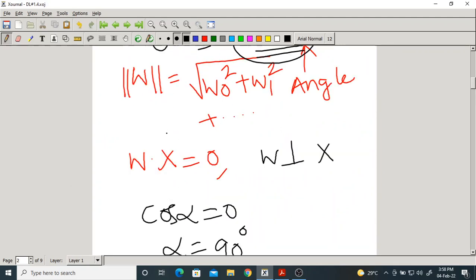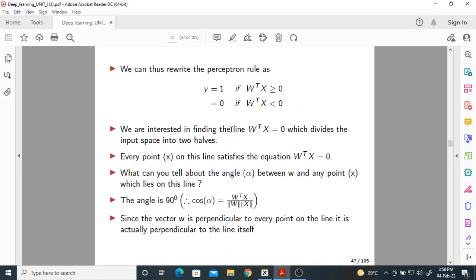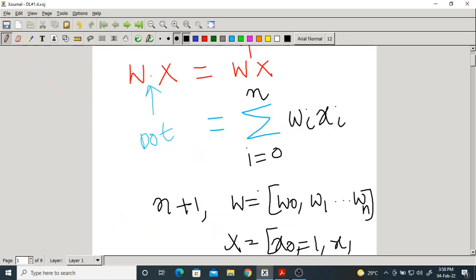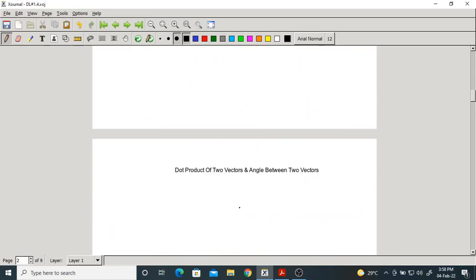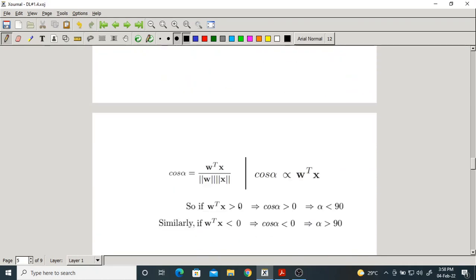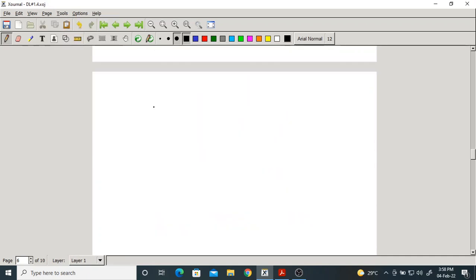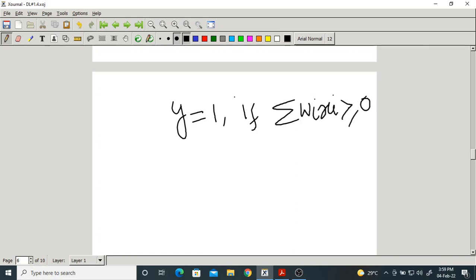So let me write here. In the last class we have seen the perceptron decision rule. The output is 1 if the weighted sum of Wi xi is greater than or equal to 0. Output is 0 if the weighted sum is less than 0.